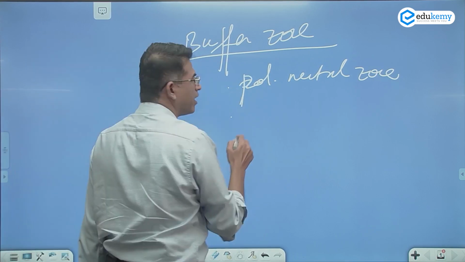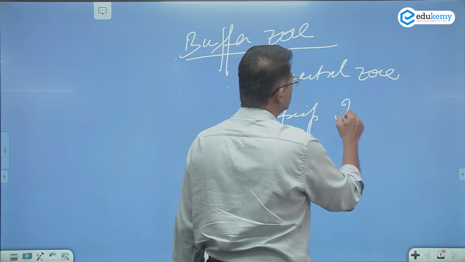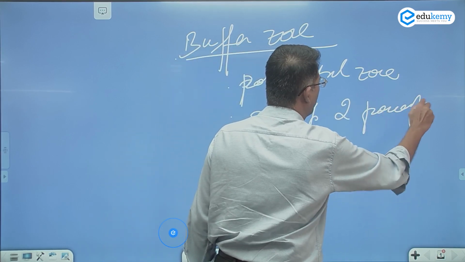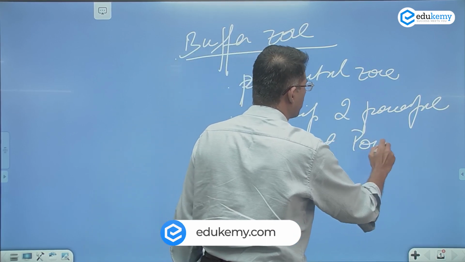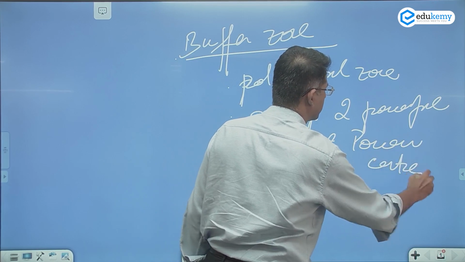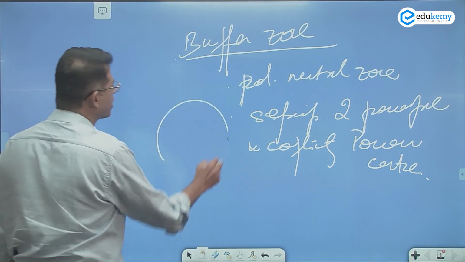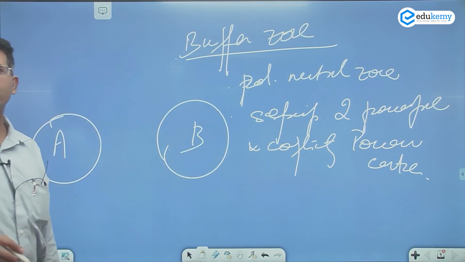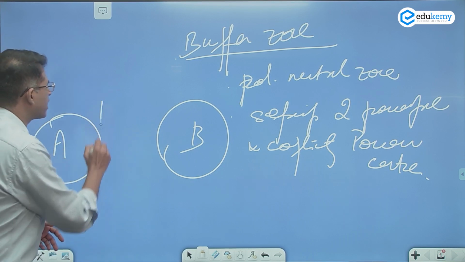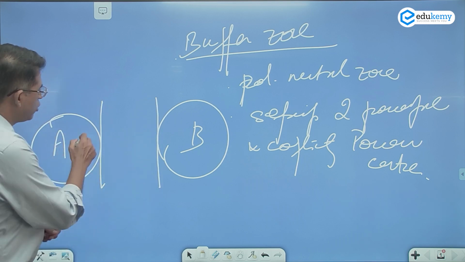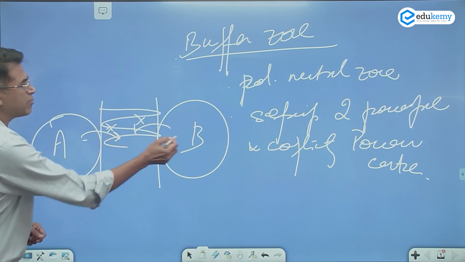A buffer zone is identified mainly for separating two powerful and conflicting power centers. If a powerful country is here and another country is here, to ensure that they don't fight and they don't have interests that intrude, they create a kind of buffer zone: you don't enter here, I will not enter here, this zone will maintain the distance between us.